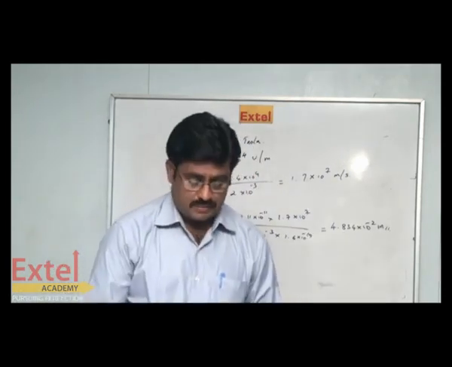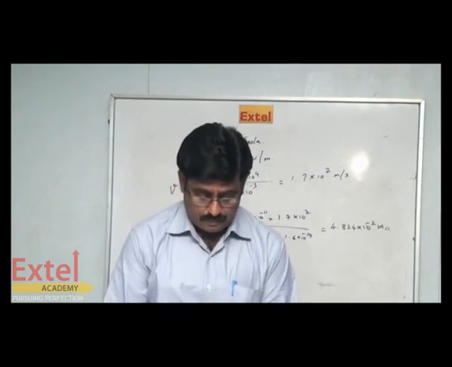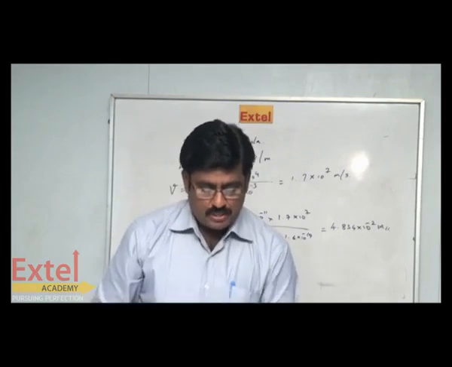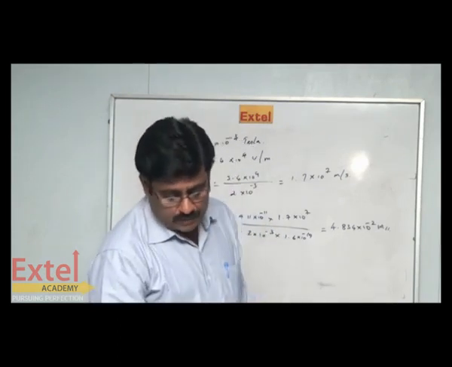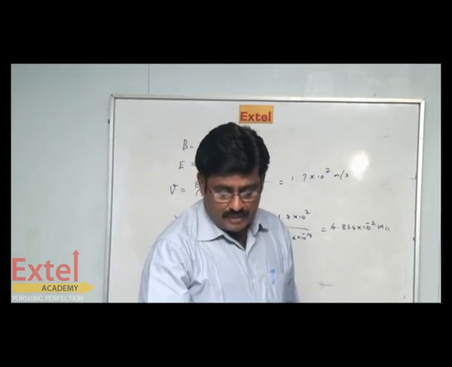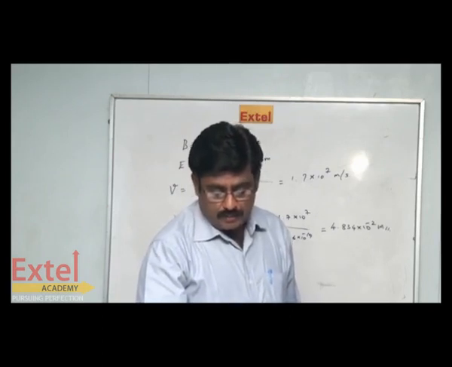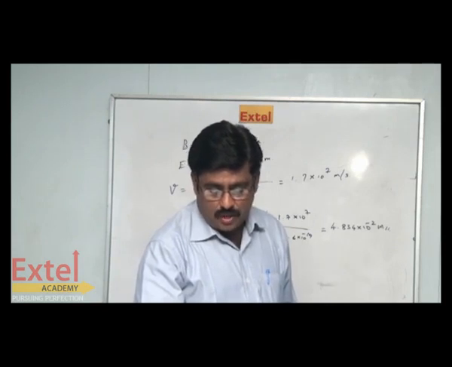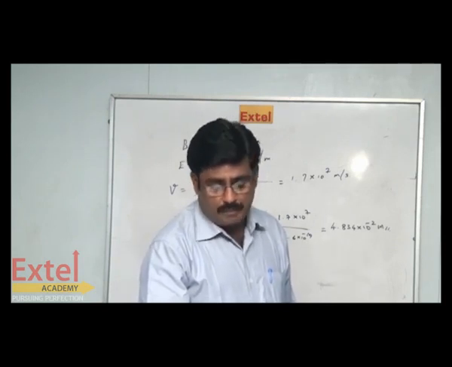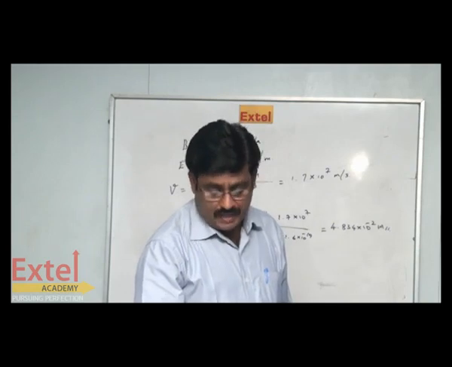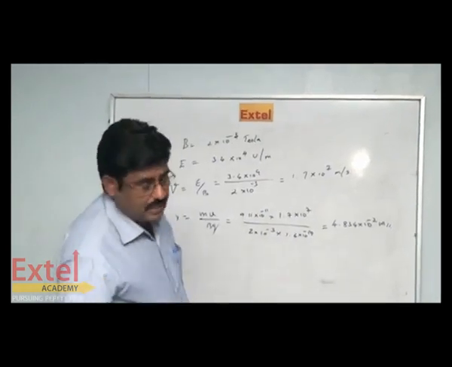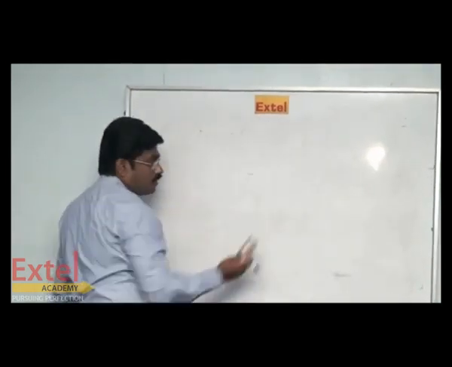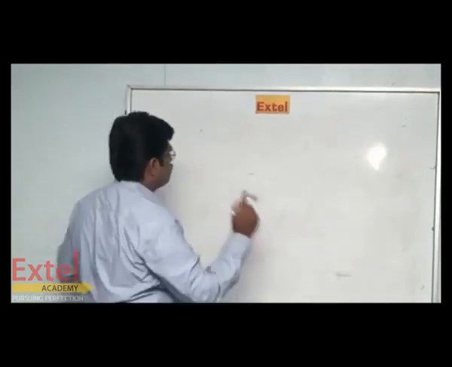The next problem is: calculate the distance of the closest approach of an alpha particle to a copper nucleus when alpha particles of 5 MeV are scattered back by a thin sheet of copper, provided the atomic number of copper is 29. So what is the formula which we can apply for finding the closest distance of approach?